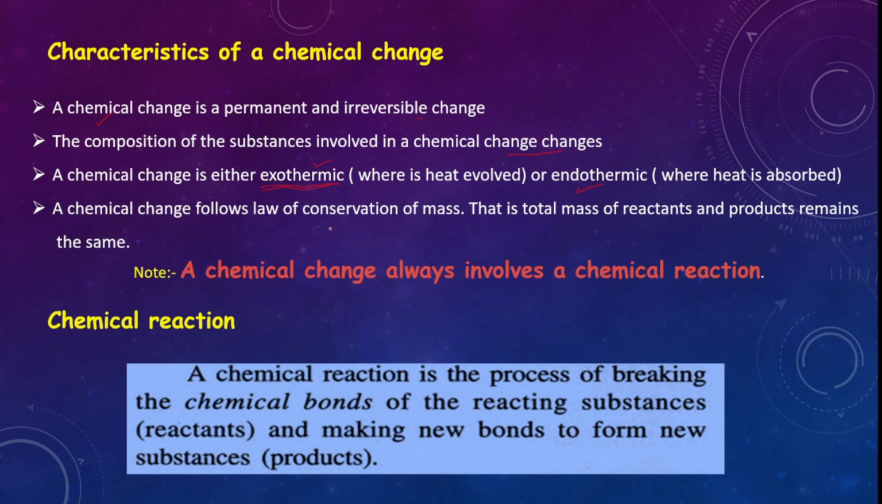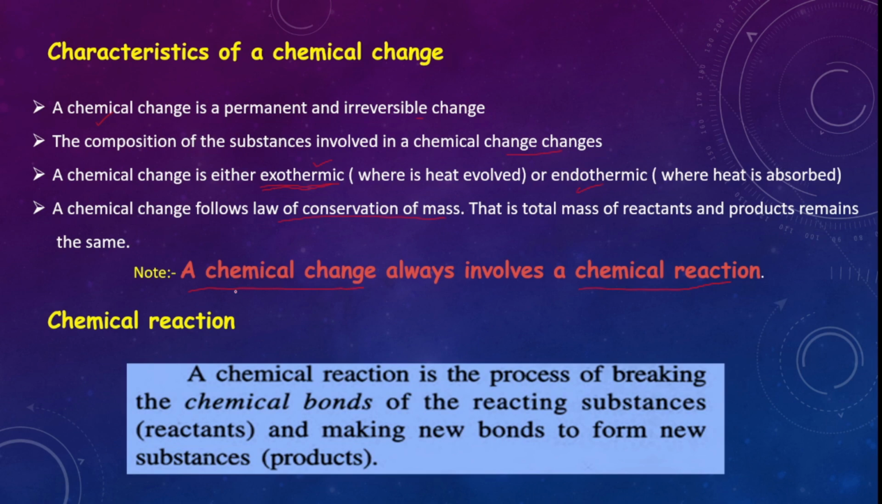And a chemical change follows the law of conservation of mass. We have seen that the mass of the reactants is always equal to the mass of the products. So a chemical change always follows the law of conservation of mass. We have seen this already in the first chapter. Another important note you have to keep in mind: a chemical change always involves a chemical reaction. If a chemical change takes place, then a chemical reaction definitely takes place. Then only is the chemical change visible.